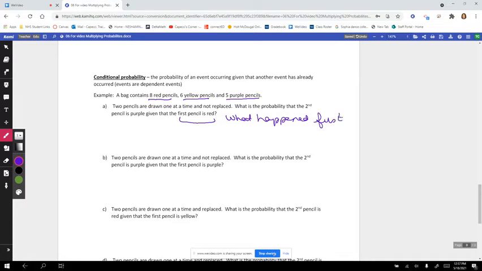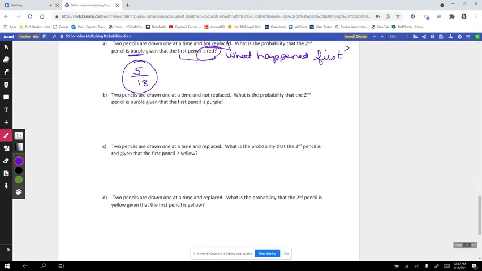Now, it says that we got a red pencil, right? But it says not replaced. So I'm holding that red pencil in my hand. I go back up top and there's 19 total pencils. I'm holding one in my hand, so there's only 18 pencils left in that bag. And I want to know what happens if that second pencil I pull is purple. So there's 5 purple pencils. So that is my final answer right there: the probability of the second pencil being purple, given that the first pencil is red.